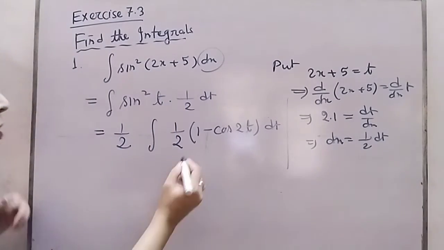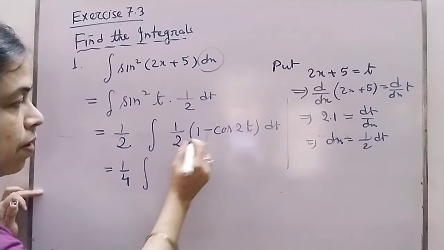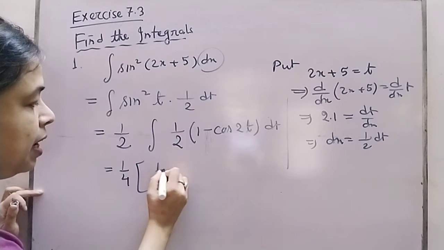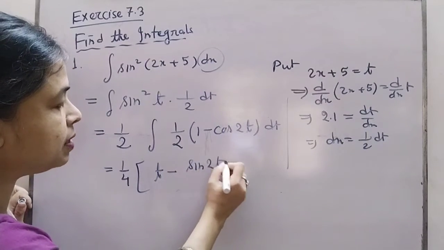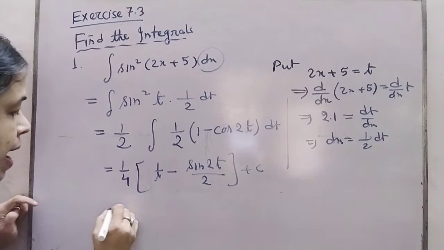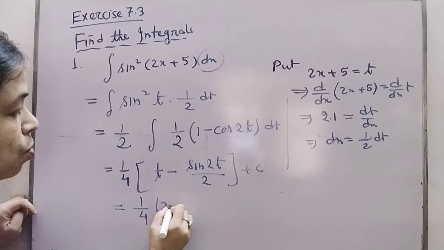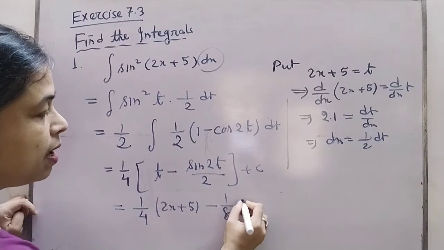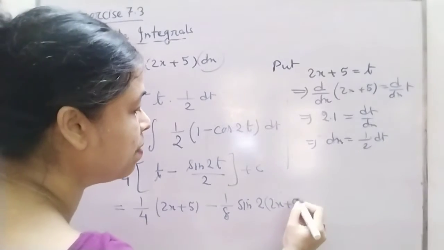The sign will be negative. So this 1 by 4 will be a constant and this is integrable. Now I can do the integration directly. Integration of dt is t, minus the integration of cos twice t, which is sine twice t by 2, plus the constant. Then change your t back: 1 by 4 times t, which is twice x plus 5, minus 1 by 8, and then sine of 2t. 2t means twice x plus 5, plus c.